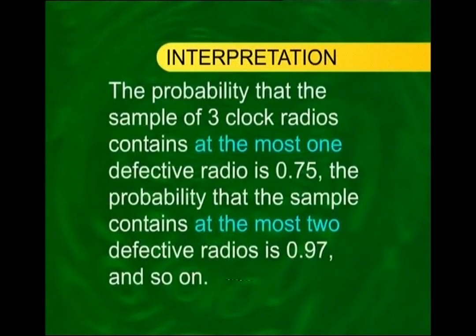If we wish to interpret this third column that we have just constructed, the interpretation will be something like this. The probability that I will have at the most one defective radio in my sample is 0.75, and the probability that I will have at the most two defective radios in my sample is 0.97.